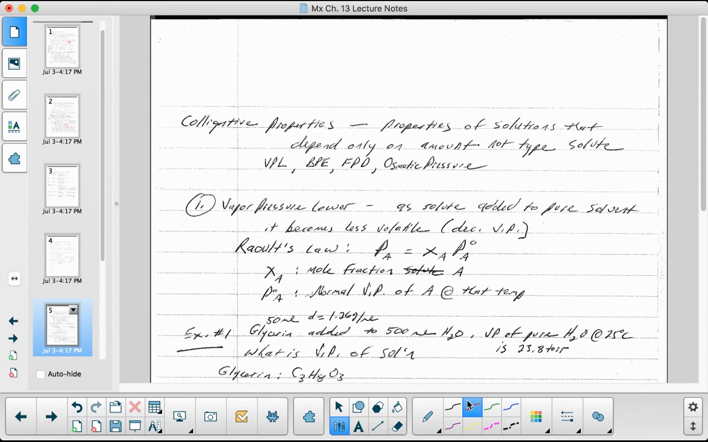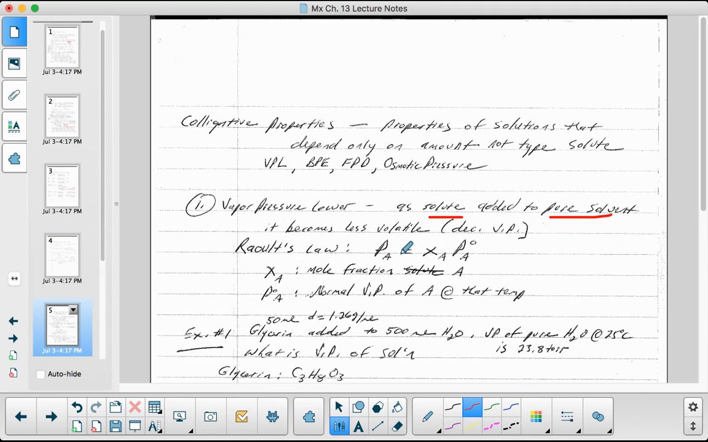So the first one, which is the vapor pressure lowering, what we know is that as a solute is added to a pure solvent, it becomes less volatile. And what volatile just means is the ability to evaporate. So it has less ability to evaporate. It has a decrease in vapor pressure. And so this is described by Raoult's law.